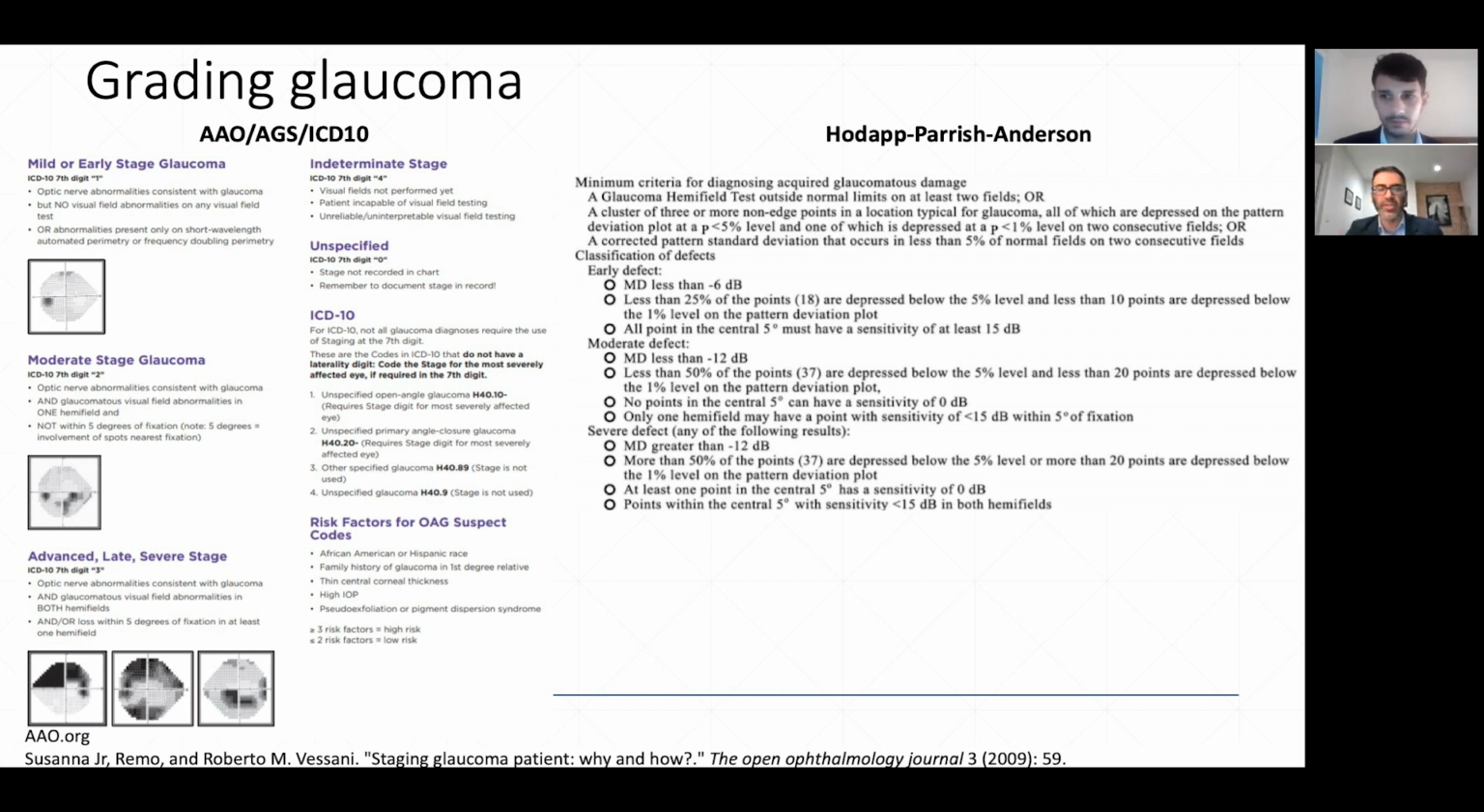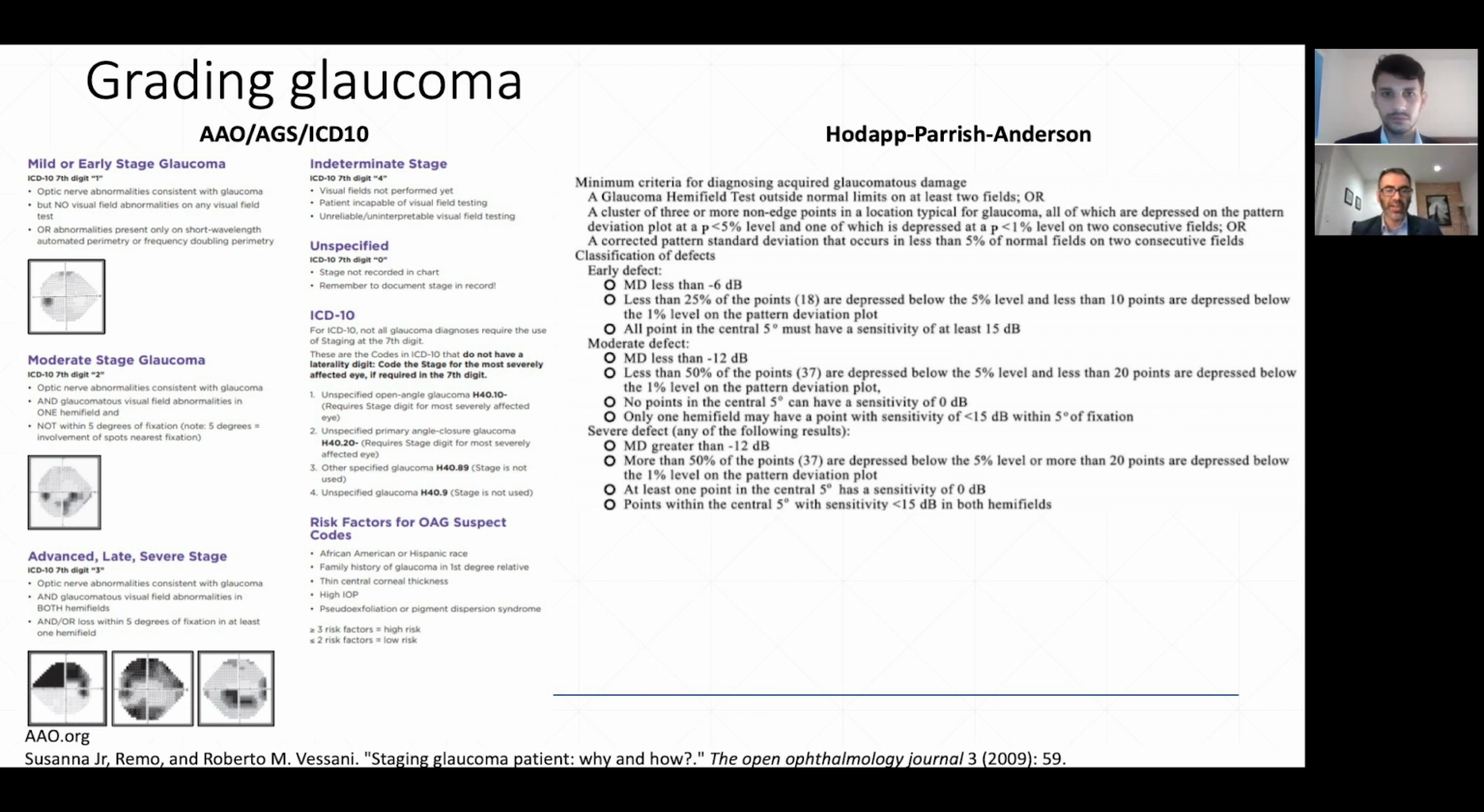I think it's one of those things that, from an academic standpoint, this is what we teach our students. We talk about the Hodapp-Parrish-Anderson grading systems. And when it comes to classifying glaucoma from an academic standpoint, that's really what our students know, really what our students learn. But when they get to me in their 4th year of clinic and they're in my glaucoma service, I usually show them the Academy of Ophthalmology and the AGS grading scale, because as you can see, it actually does talk about the ICD-10 codes.